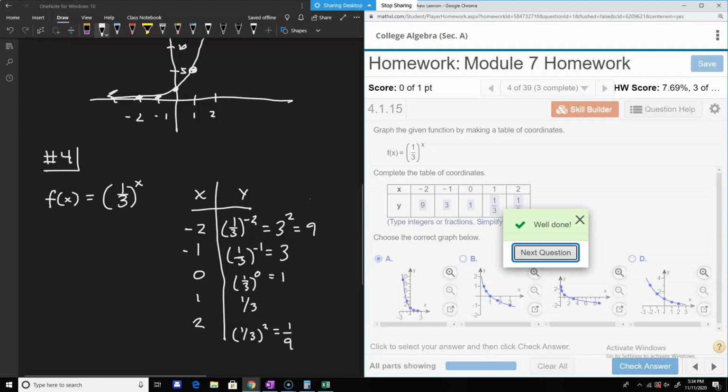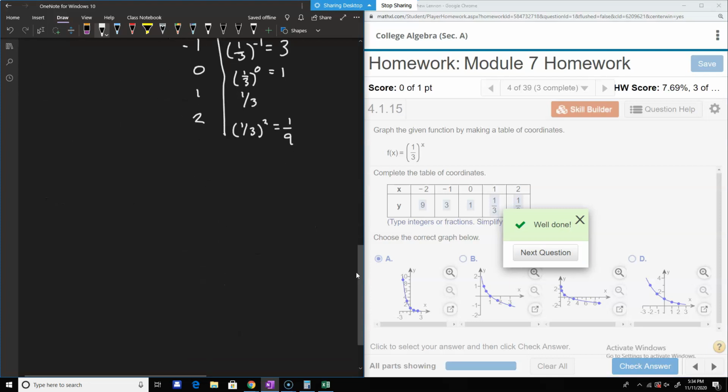So let's just recap for exponential functions, which is what we're looking at here. So exponential functions.